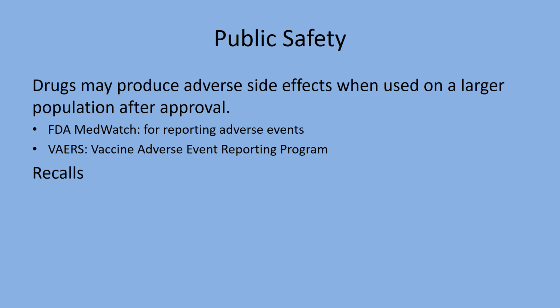Public safety. From time to time after a drug has been approved for use, there may be new adverse events that come up. The study population is very limited, and once the drug is out into the entire public, different patient groups are exposed to the drug, and new side effects might come about. So any adverse drug event or anything unexpected should be reported to the FDA via their MedWatch program. If you have an adverse event for vaccines, then there's a program for that as well, the Vaccine Adverse Event Reporting Program. And as you know, you can't sue a vaccine manufacturer for any harm.